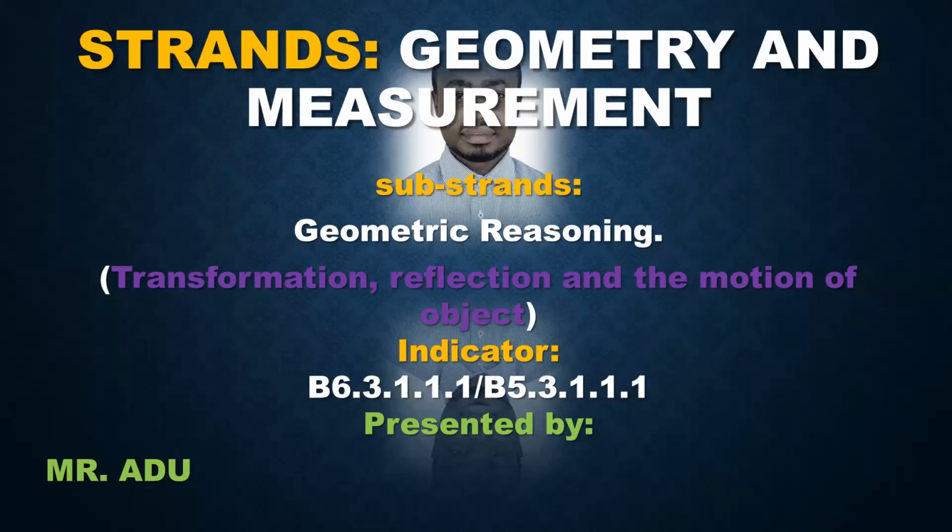Today, our main strand is geometry and measurement. Our substrand is geometric reasoning. Under geometric reasoning, we are going to talk about transformation, and one component of transformation is reflection and how the motion of objects move around the cardinal points.